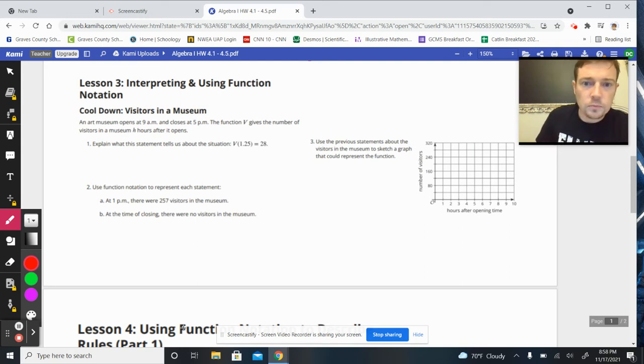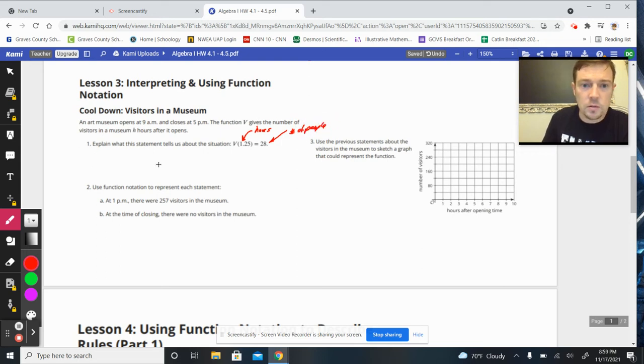All right, so let's look at the first one here. Explain what this statement tells us about the situation. Okay, so this statement is an equation that's written in function notation. And this tells us, since this is our input, it's going inside of our parentheses. This is our independent variable, which is hours. And then this right here, the 28, is going to represent the number of people.